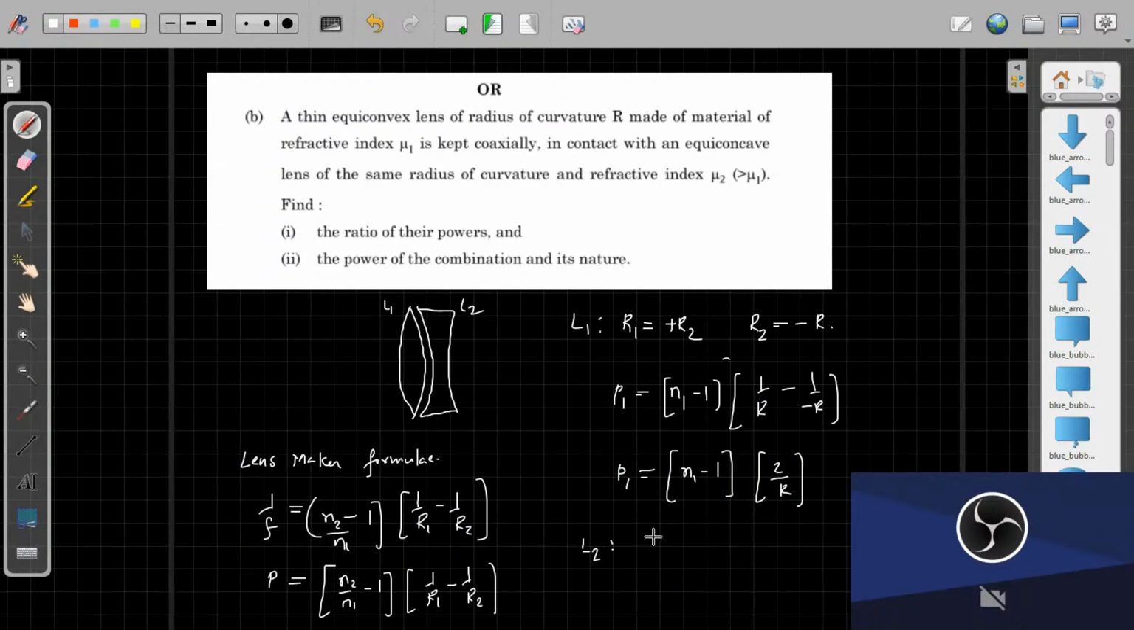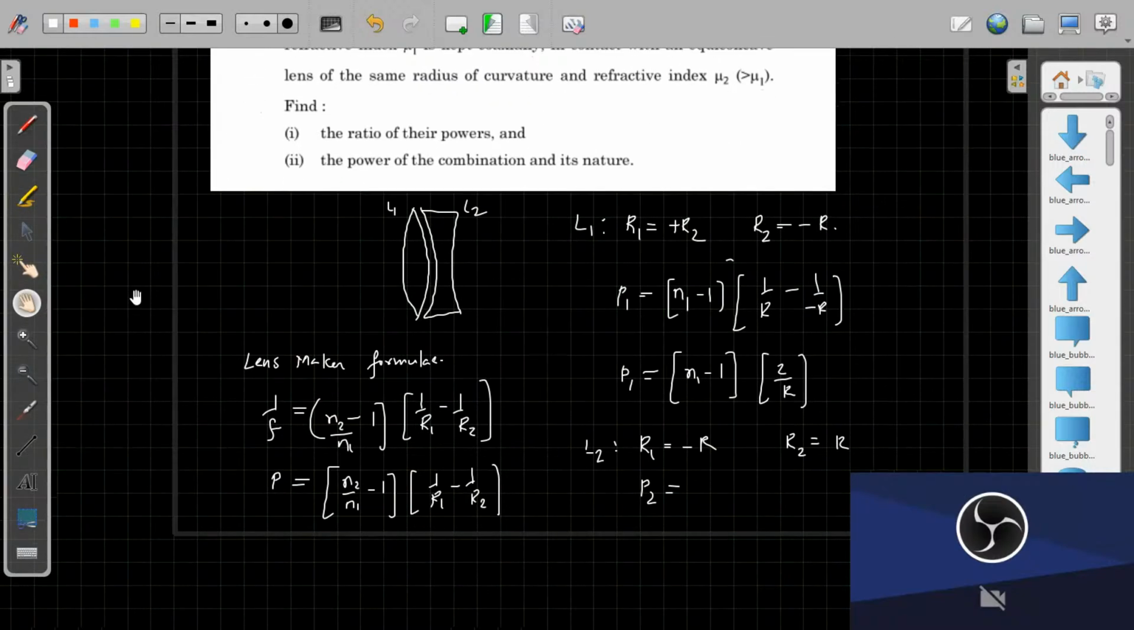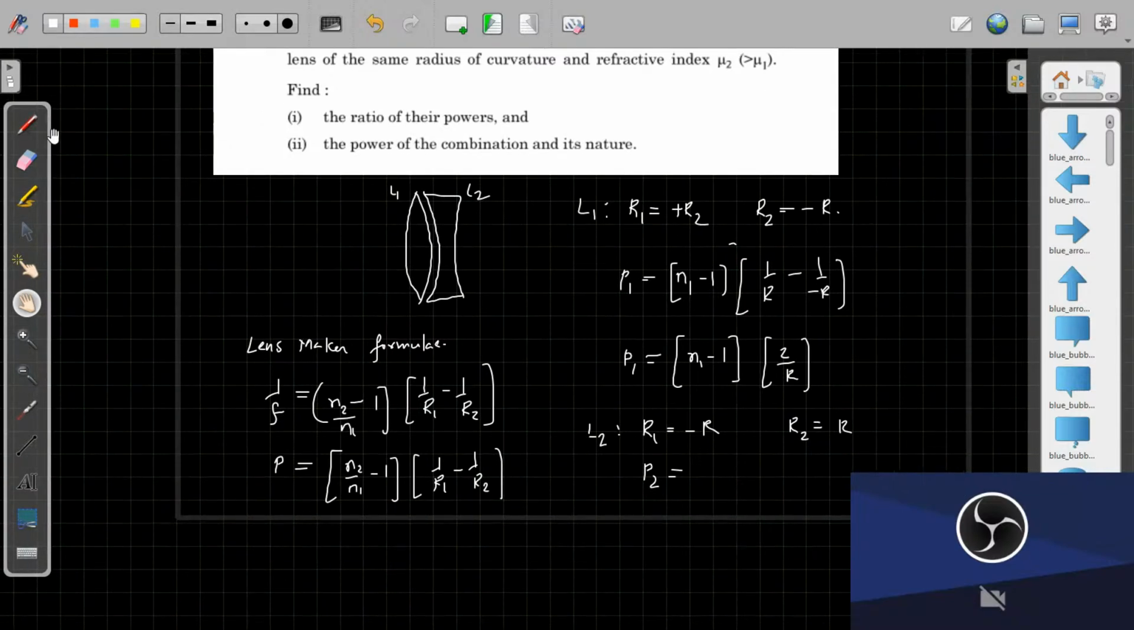For L2, which is an equiconcave lens, R1 will be negative R, and R2 will be positive R. In this case the refractive index is N2. So P2 is N2 minus 1, into minus 1 by R minus 1 by R, which gives N2 minus 1 into minus 2 by R. So this is P2. Let us take the ratio of their powers.